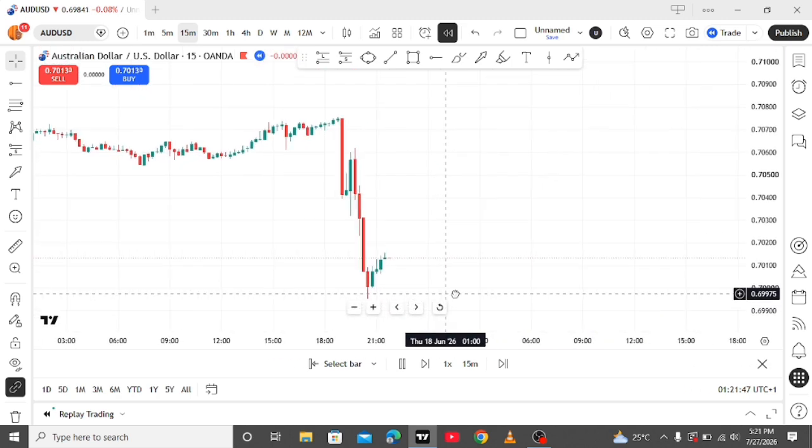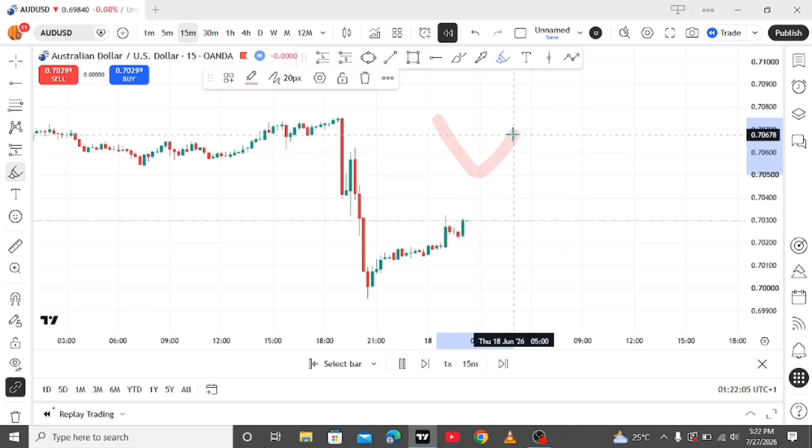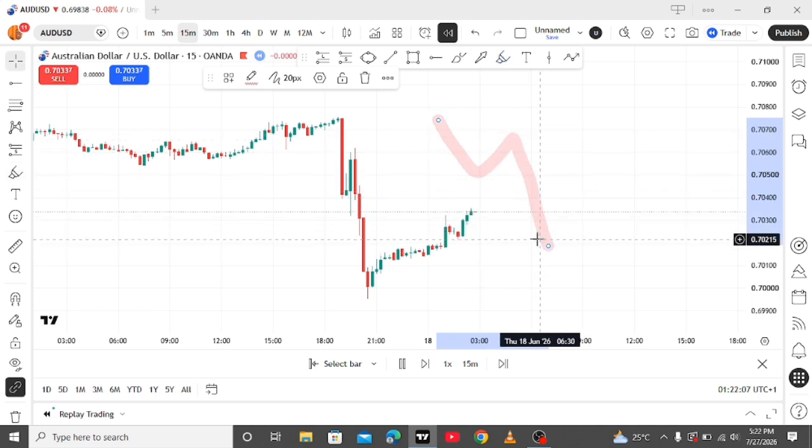So let's wait for the market to retrace. Always remember, all we're waiting for is something like this, and then this is where we enter, then wait for the market to go our way.